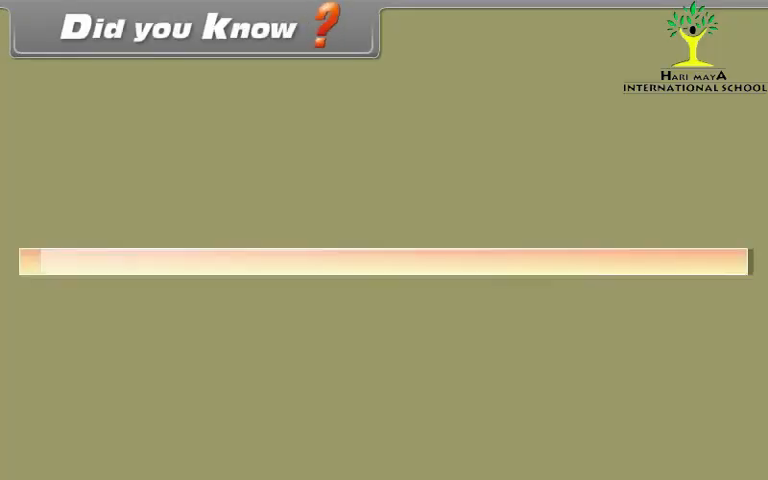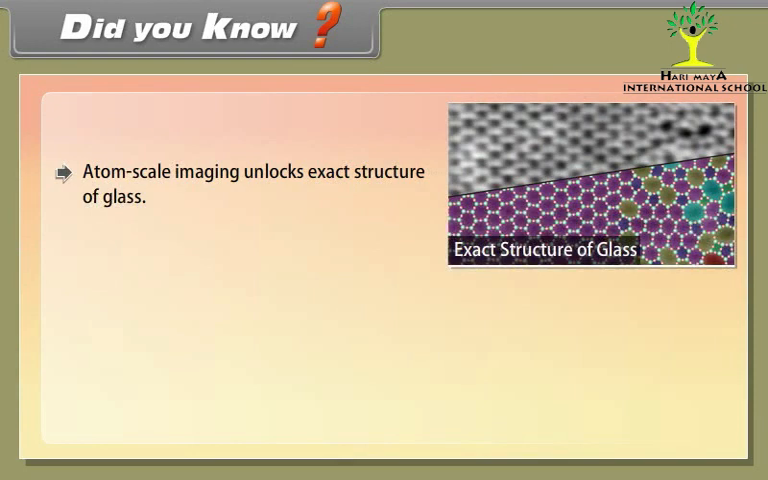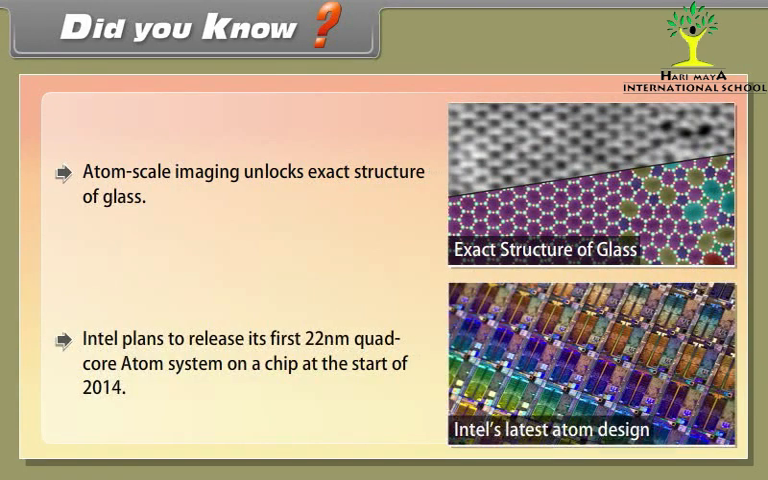Did you know? Atom scale imaging unlocks exact structure of glass. Intel plans to release its first 22 nanometer quad-core Atom system on a chip at the start of 2014.